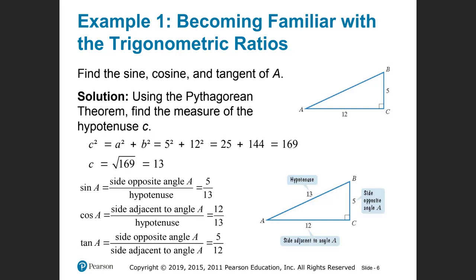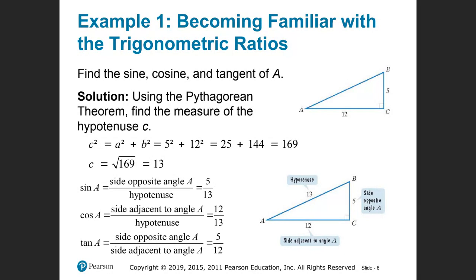Example 1, becoming familiar with the trigonometric ratios. Find the sine, cosine, and tangent of A. For the solution, we use the Pythagorean theorem to find the measure of hypotenuse c. We are given the two legs, 12 and 5 units in length. So solving for c using the Pythagorean theorem, we get that c is equal to 13 units. We label our triangle, and now we have numbers that we can associate with the sine, cosine, and tangent.